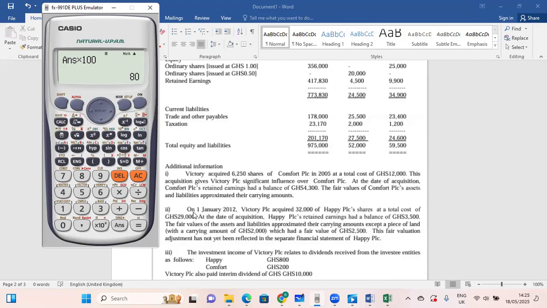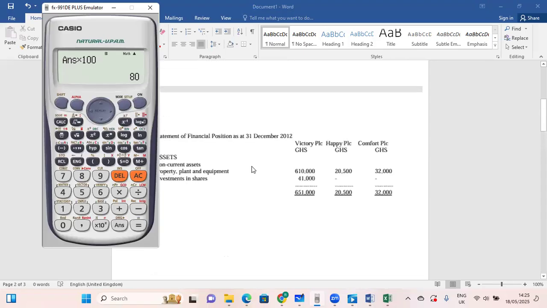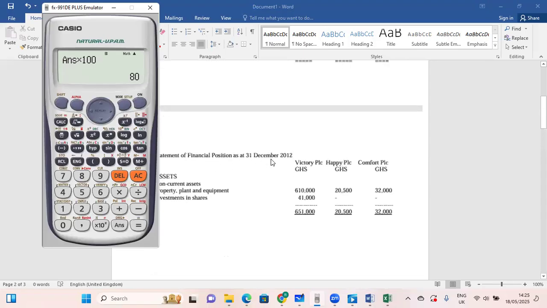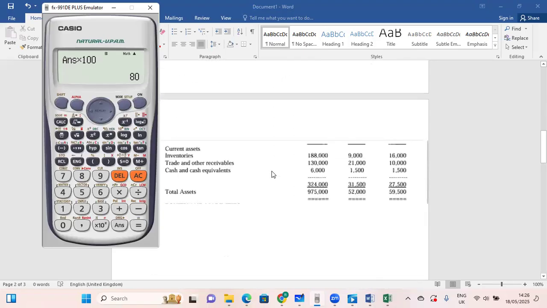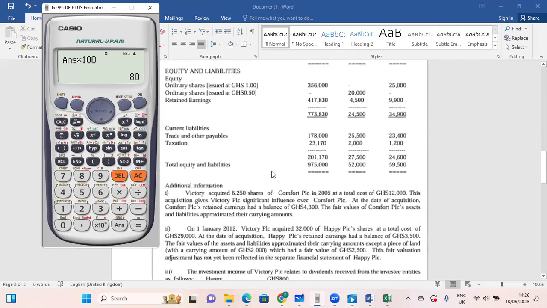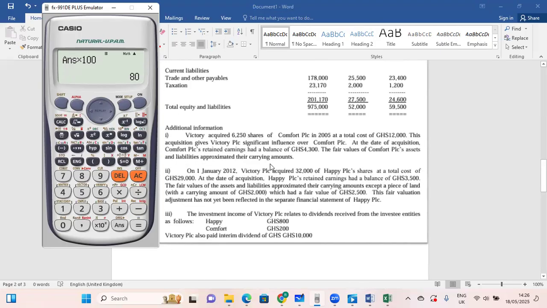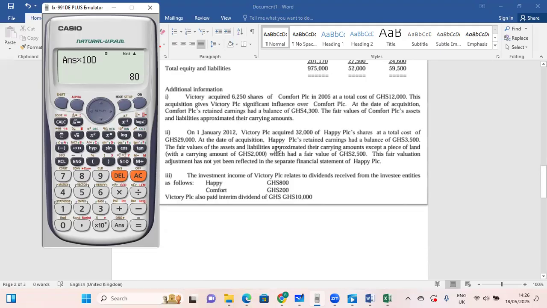So now, Happy PLC's retained earnings had a balance. So look at it. The date of acquisition is what? 1st January 2012. Keep it in mind. The date of acquisition is what? 1st January 2012. And then this balance sheet is given to us as what? 31st December 2012. So the difference between the acquisition date and the reporting date is exactly 1 year. So this one, you wouldn't need to prorate anything. You are just going to add them line by line, right? So Happy PLC's retained earnings had a balance of 3,500.